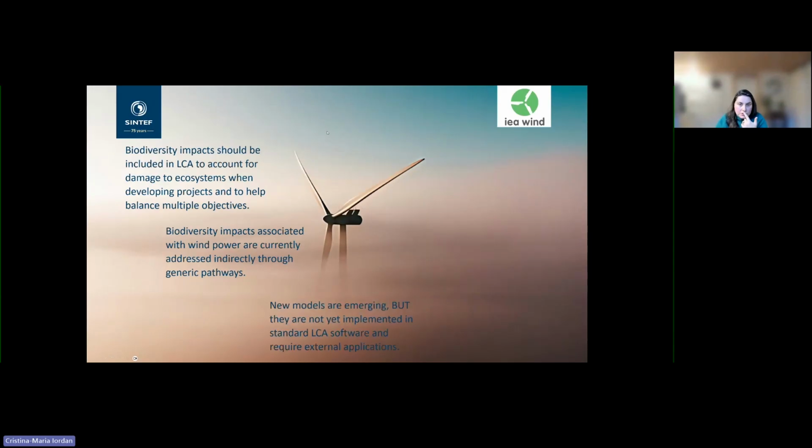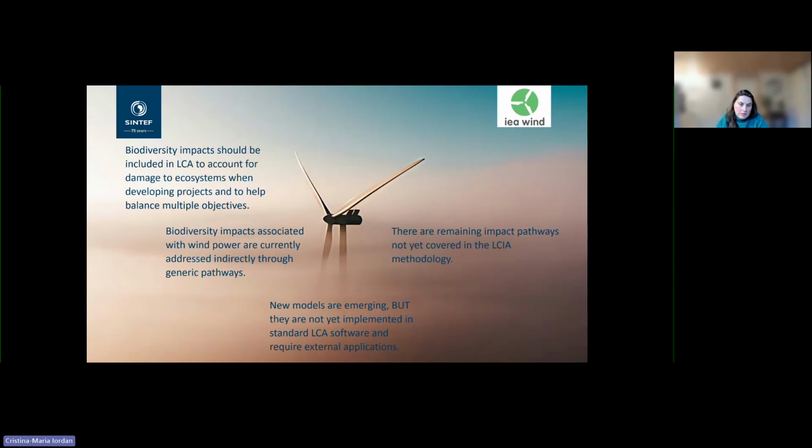and she highlighted that currently the impact pathways considered are mostly generic ones. Nevertheless, she pointed to different new models and characterization factors which are made available by different research teams across the world, but these are not yet available in standard LCA softwares, which are the ones that LCA practitioners usually use. This means applying novel approaches, even when they are available in the scientific literature, requires additional work outside the traditional LCA softwares.